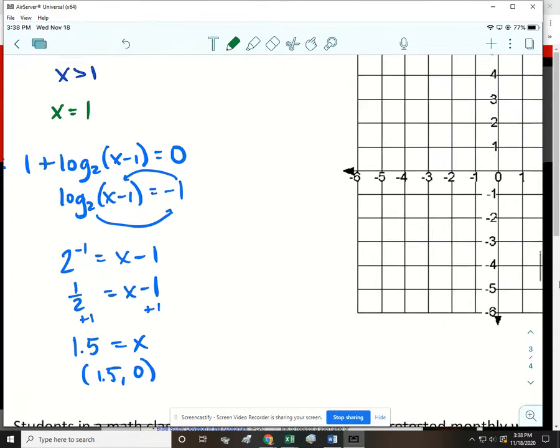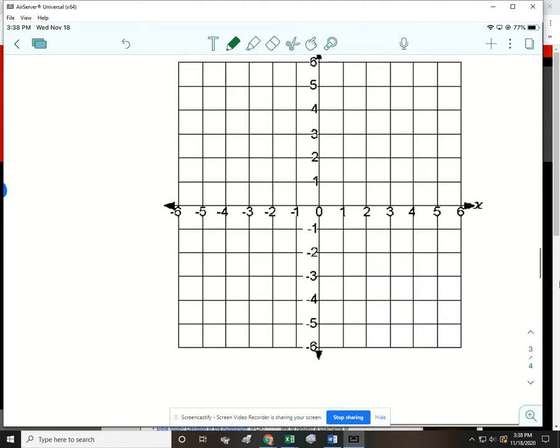So I'm going to go over to my graph. I'm going to graph my vertical asymptote. All right, then I'll graph my x-intercept. And then I'll just be close to the vertical asymptote, curve through that point.